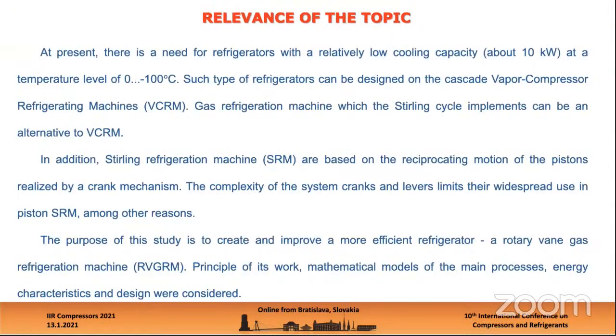At present, there is a need for refrigerators with a relatively low cooling capacity, about 10 kilowatts, at a temperature level of 0-100 degrees Celsius. Such refrigerators can be designed on cascade vapor compressor refrigerating machines (VCRM). A gas refrigeration machine which implements the Stirling cycle can be an alternative to VCRM. Stirling refrigeration machines (SREM) are based on the reciprocating motion of the pistons realized by a crank mechanism. The complexity of the system of cranks and levers limits their widespread use, among other reasons. The purpose of this study is to create and improve a more efficient refrigerator, a rotary vane gas refrigeration machine, RVGRM. The principle of its work, mathematical models of the main processes, energy characteristics and design were considered.